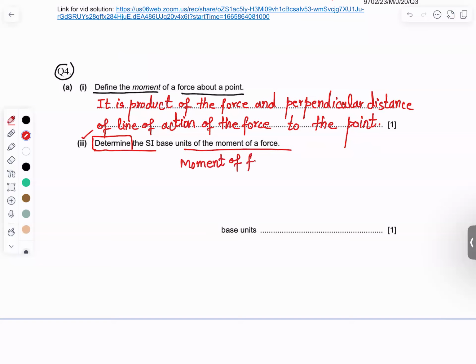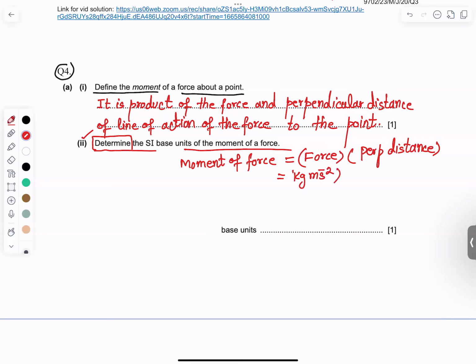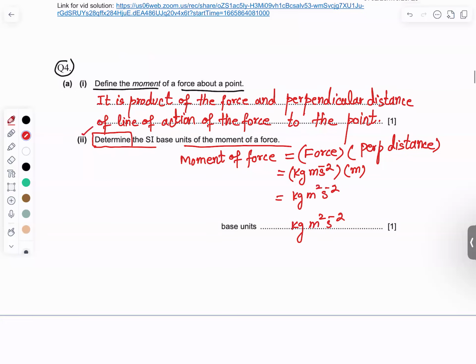Moment of force is force into perpendicular distance. Base unit of force is, as you know, kilogram meter second minus 2, and unit of perpendicular distance is meter. So on simplification, it becomes kilogram meter square second minus 2. This is the base unit of moment of a force.